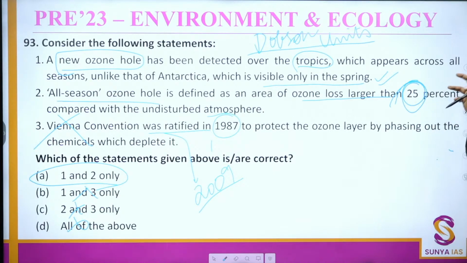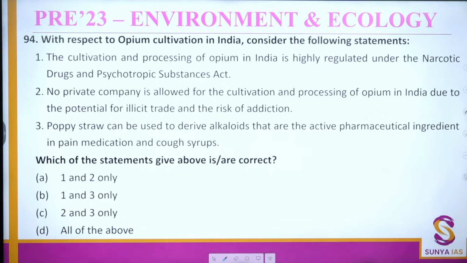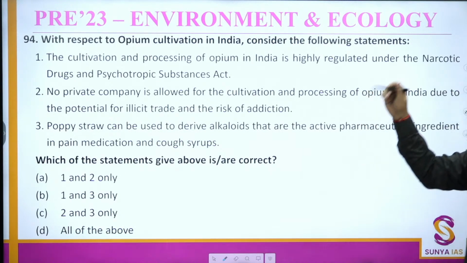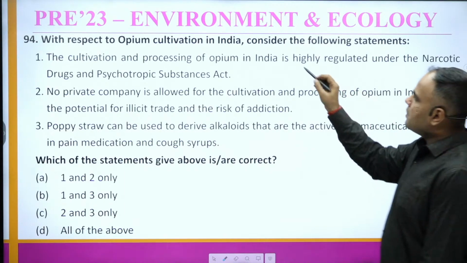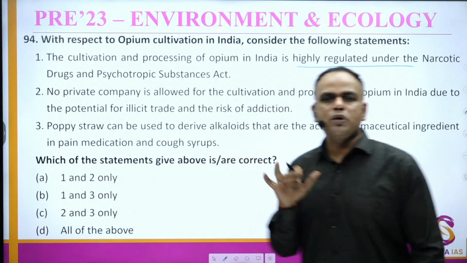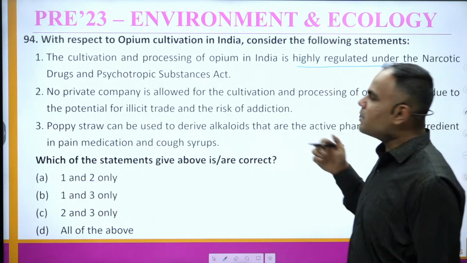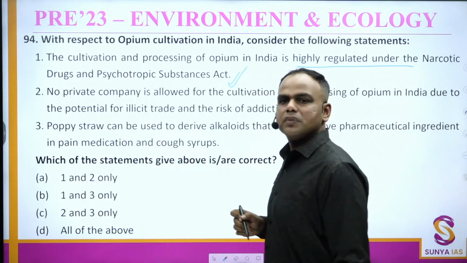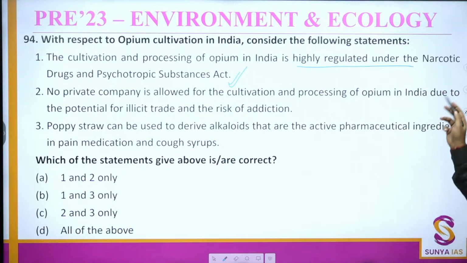Question number 93. Next, opium cultivation. Here we are saying the cultivation and processing of opium is highly regulated under, and when they say it is highly regulated, we also need to know the act. So the act is the Narcotics Drugs and Psychotropic Substances Act. So this is true, right? Next, no private company is allowed for cultivation and processing of opium in India due to illicit trade. So this is wrong.